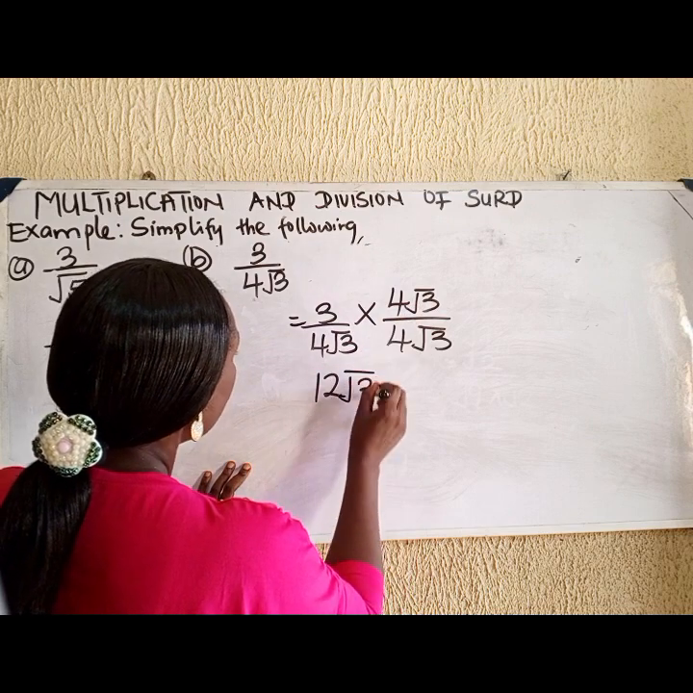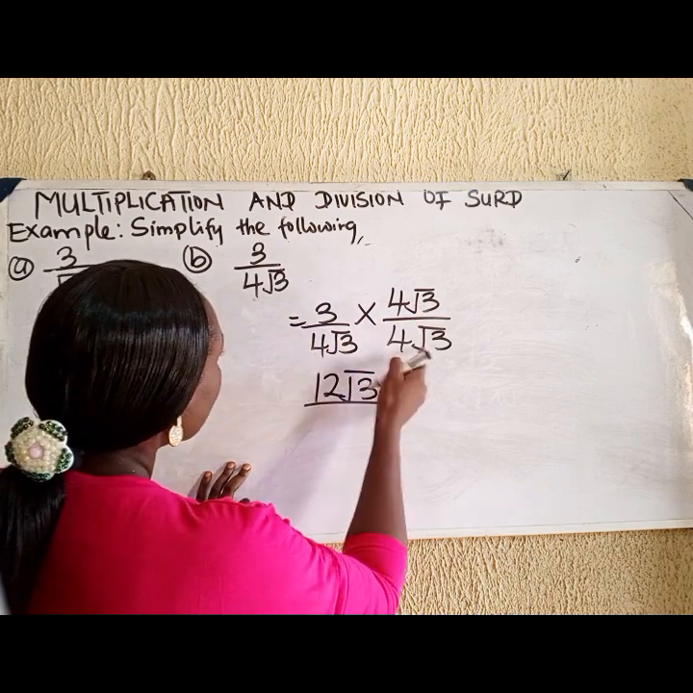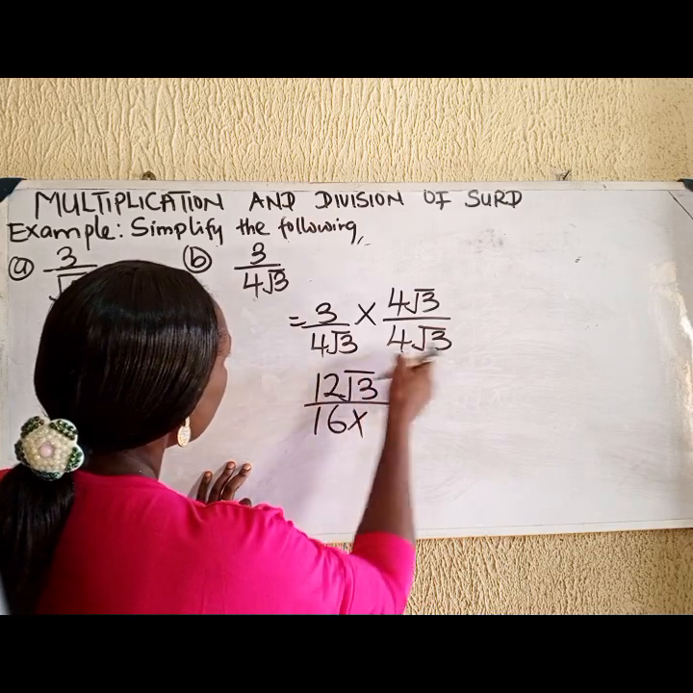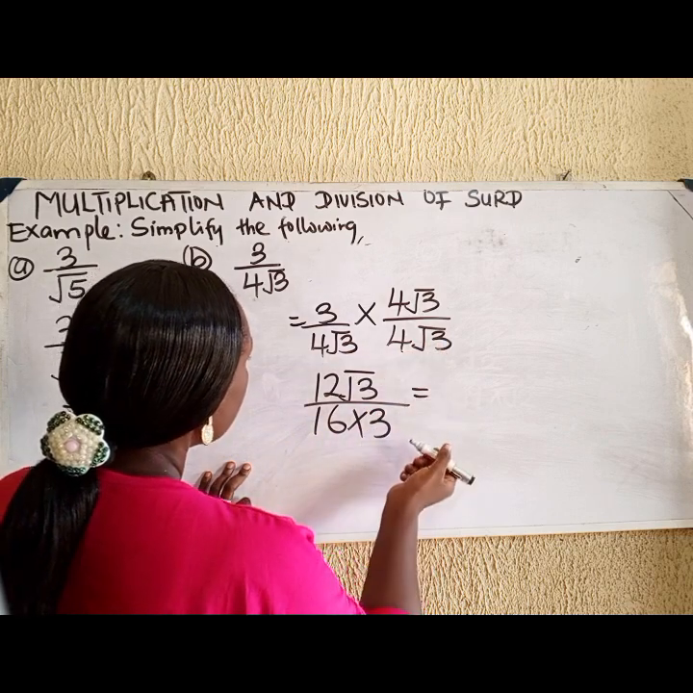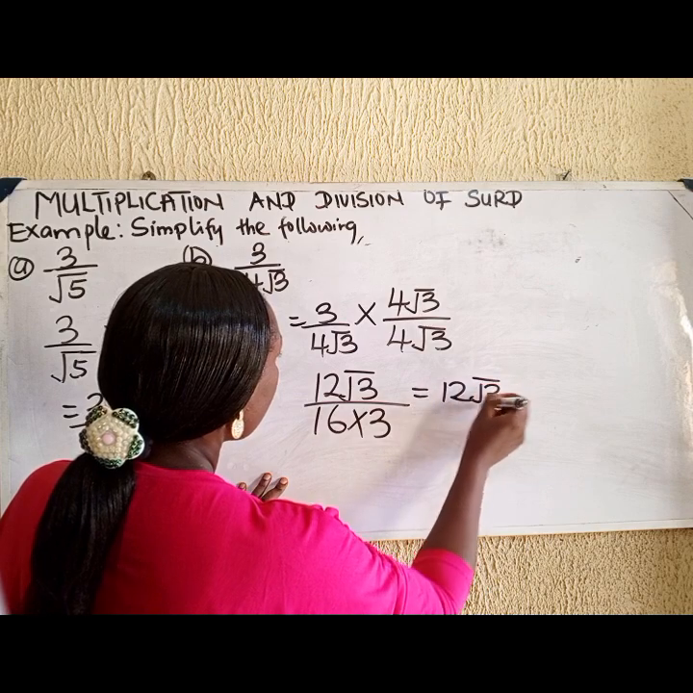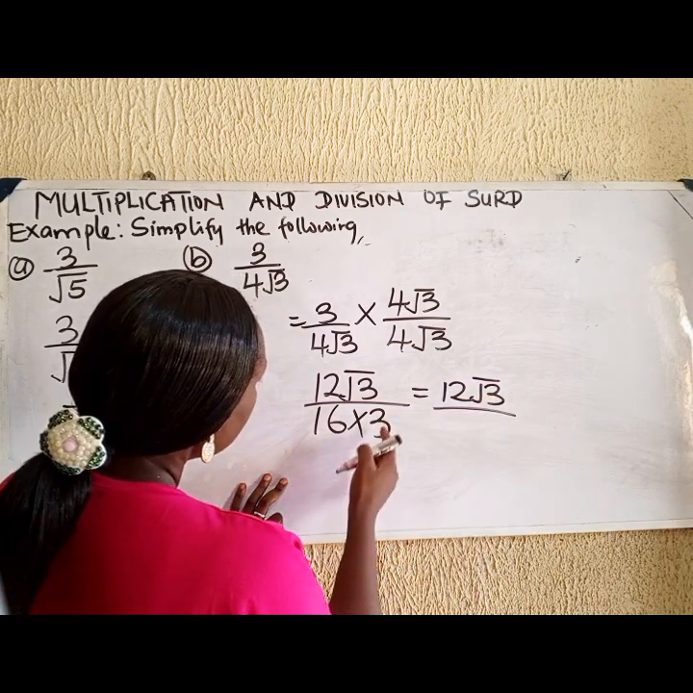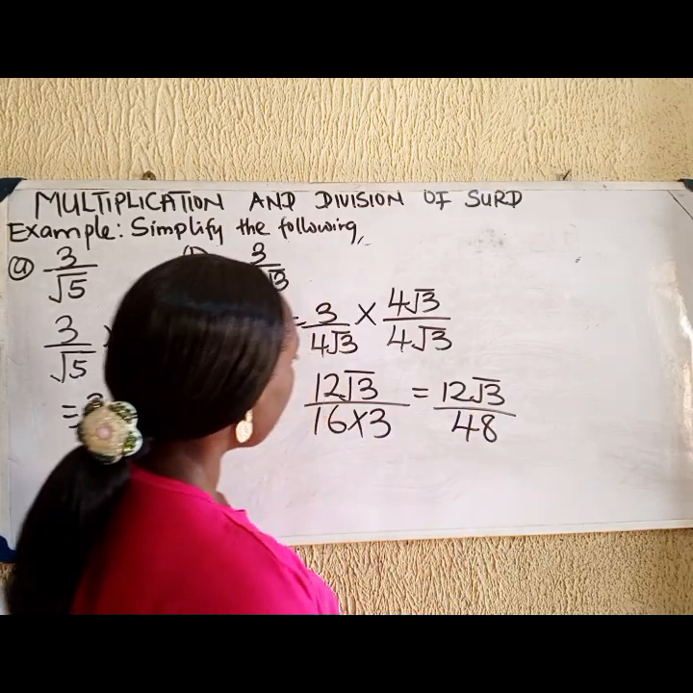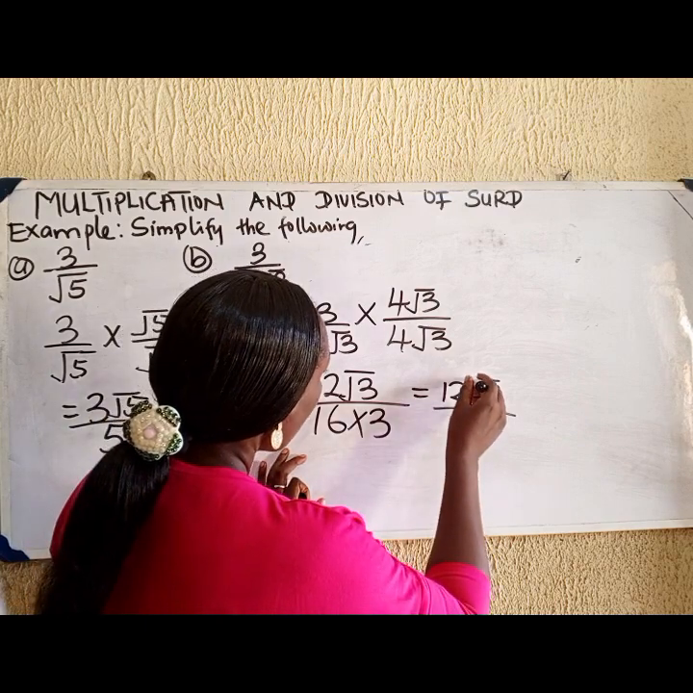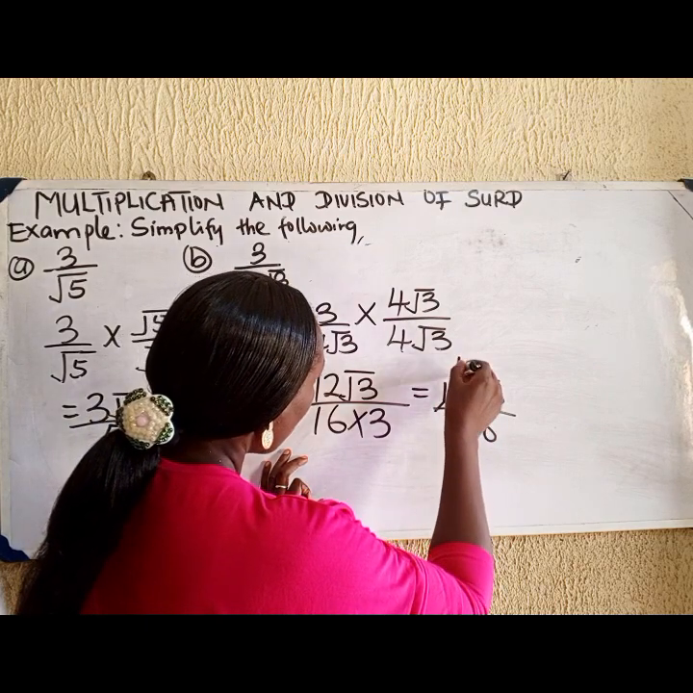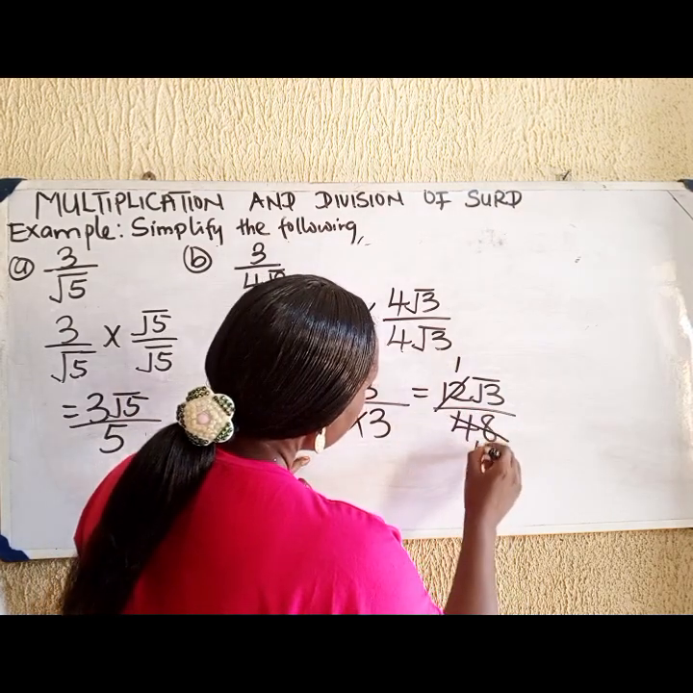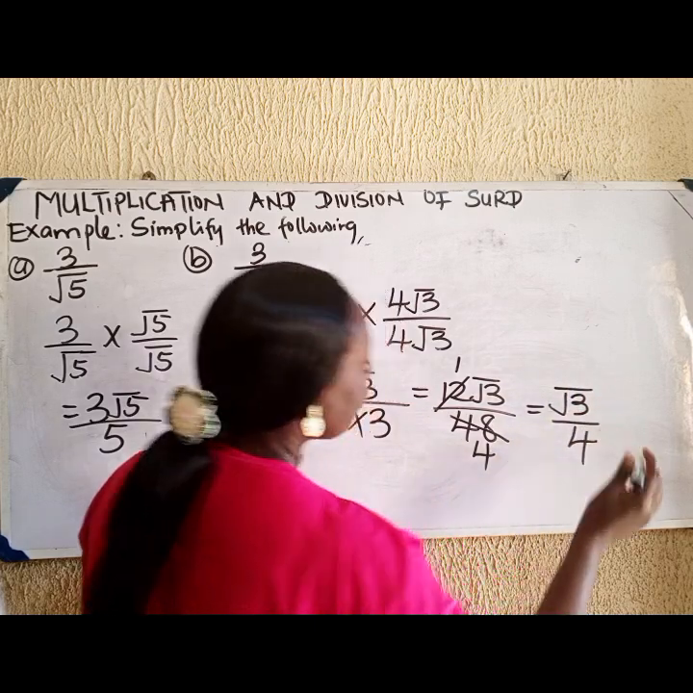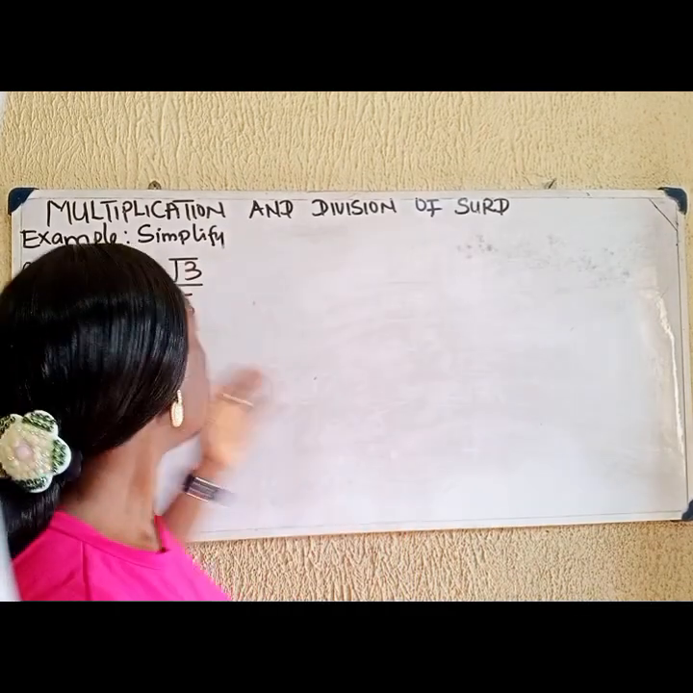12 root 3 all over 4 root 3 times 4 root 3. 4 times 4 is 16, times root 3 times root 3, which is 3. So this is the same thing as 12 root 3 over 16 times 3, which will give you 48. I can simplify further by reducing the fraction. 12 into itself is 1. 12 into 48 is 4. So finally I have root 3 over 4. I hope it's clear.